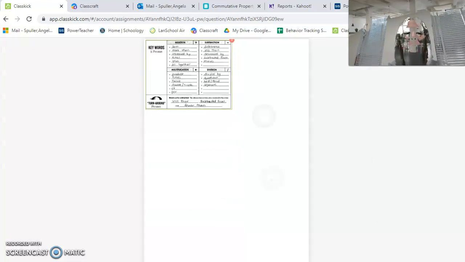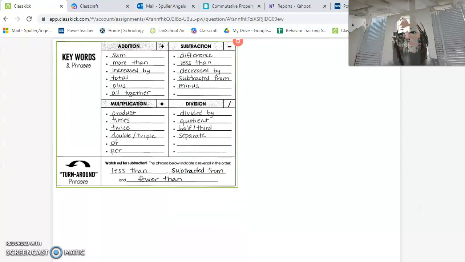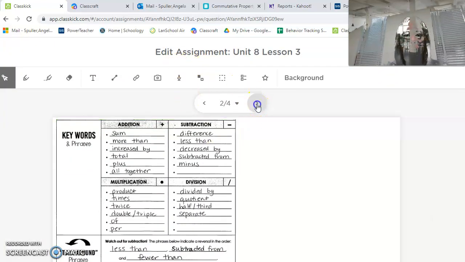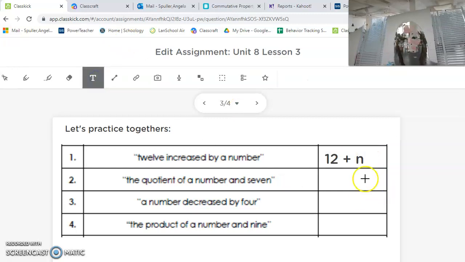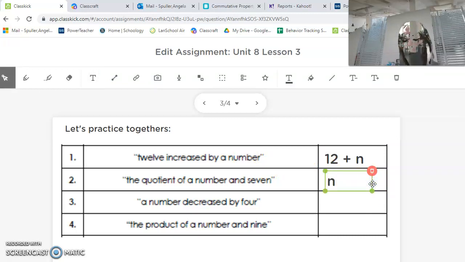All right, moving on. Okay, so here we go. We have the same ones that we had the other day, so you should know what operation to do. So let's get this going. Here we have 12 increased by a number. Okay. The quotient, this is division, of a number and 7. So a number divided by 7.